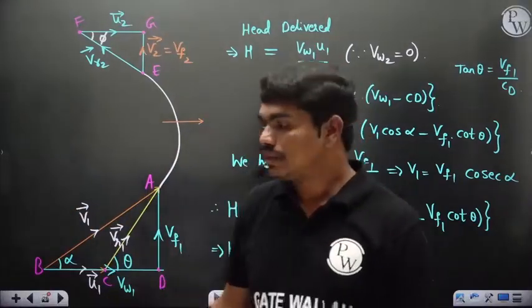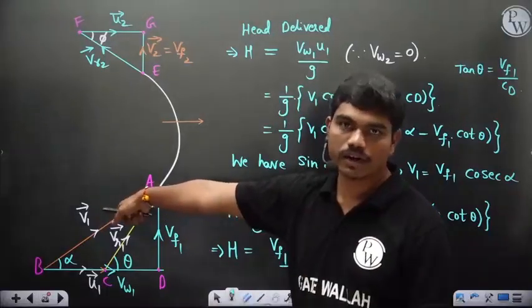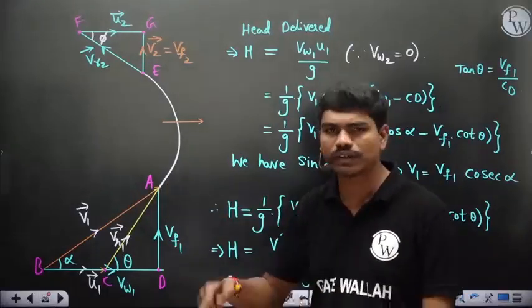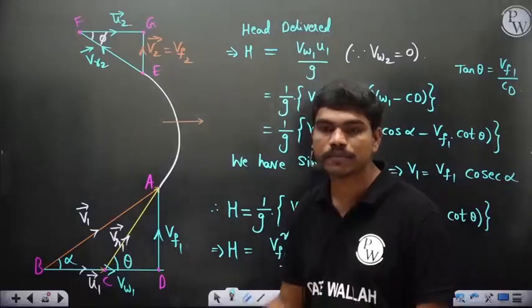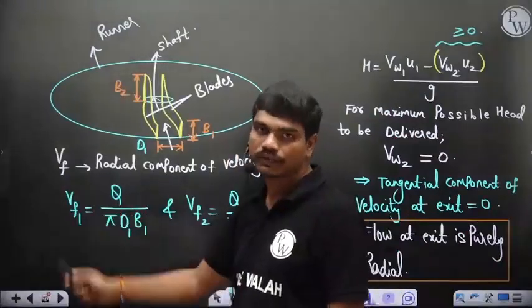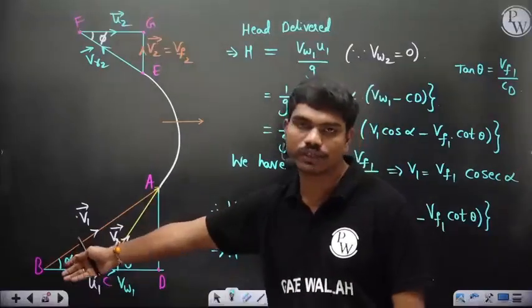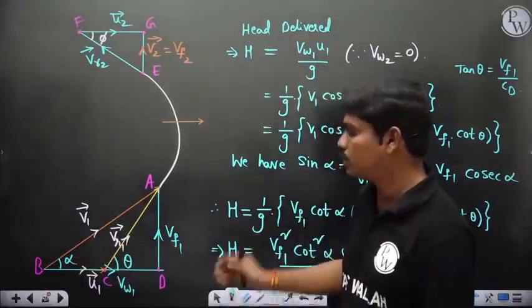Okay, now this vf1 can be written in terms of discharge using Q by pi D b1 or Q by pi D2 b2, all these things. The width of the blades, everything can be calculated using this expression basically. Using these two expressions, if you can figure out what vf1 is, vf1 can again be calculated using trigonometry. Of course V1 is known, alpha is known, so you can do V1 sine alpha 1.